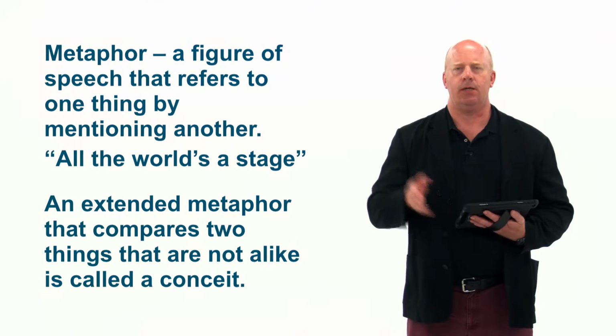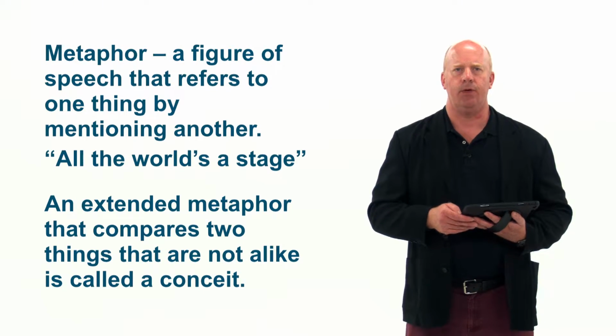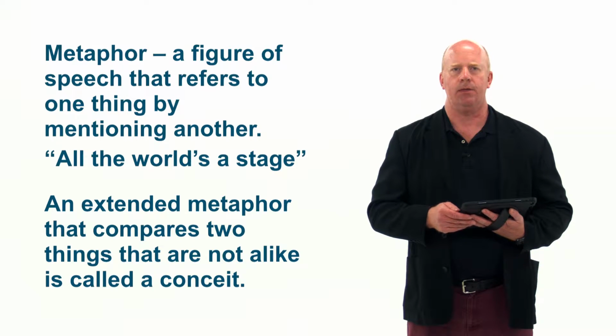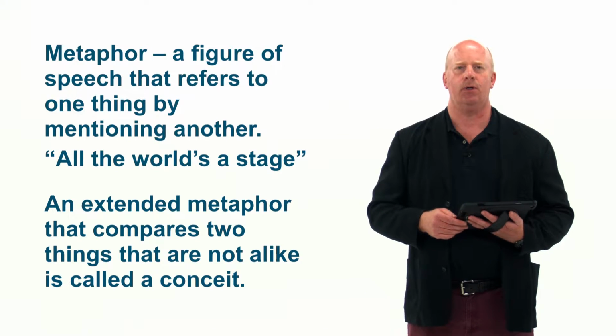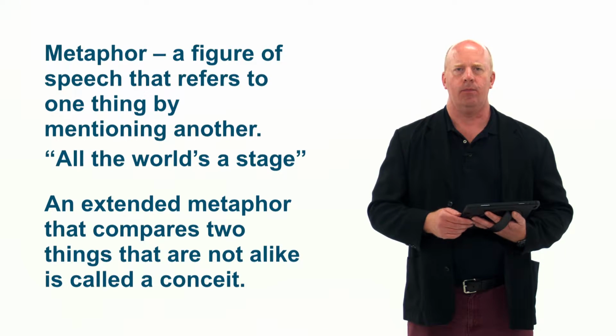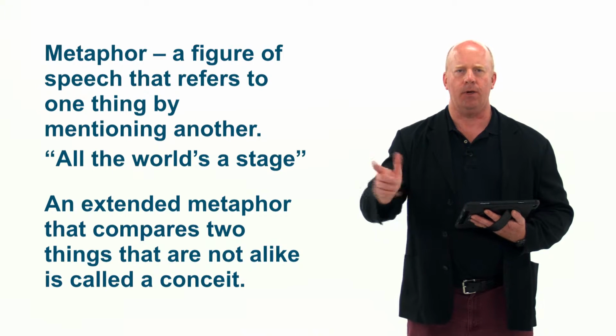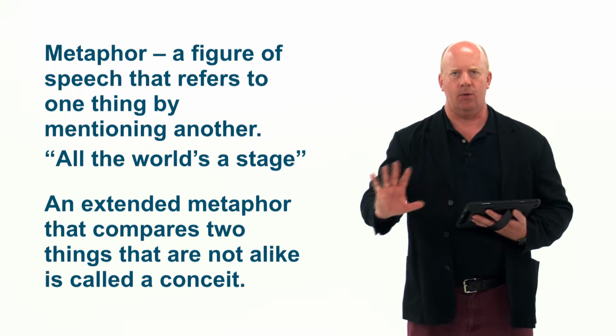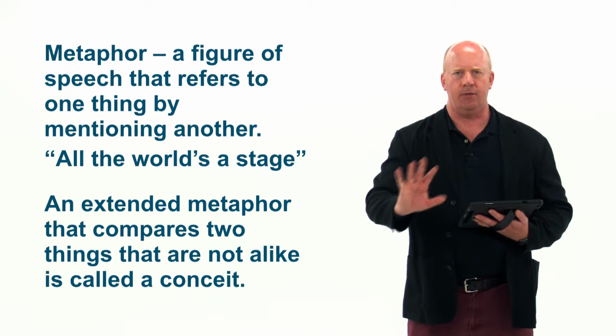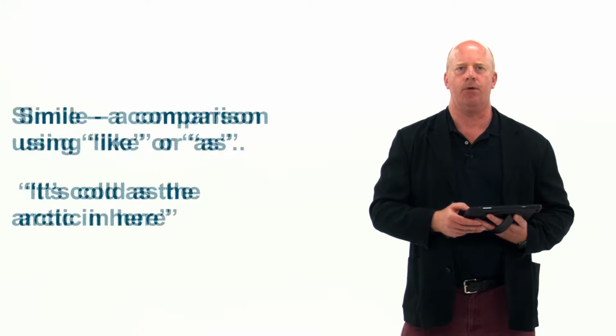A metaphor, take a look at some of the literary terms here. A figure of speech that refers to something by mentioning another. All the world's a stage. And then we've got an extended metaphor that compares 2 things that are not alike, which is called a conceit. So that's one thing to look at there, this idea of conceit, the idea of an extended metaphor.